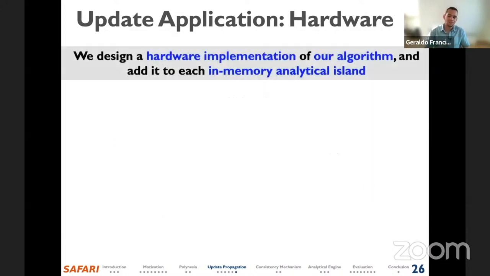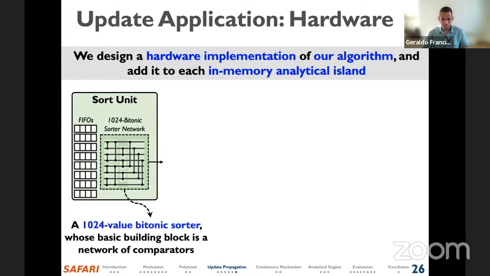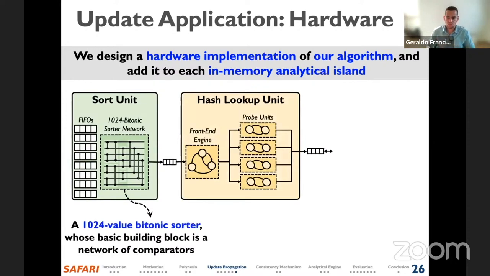We designed a hardware implementation of our algorithm called the update application unit and added it to each in-memory analytical island. The unit consists of three main building blocks. First, we have a sort unit that uses a 1024 value bitonic sorter, whose basic building block is a network of comparators. These comparators are used to form a bitonic sequence where the first half of the sequence is monotonically increasing and the second half is monotonically decreasing.